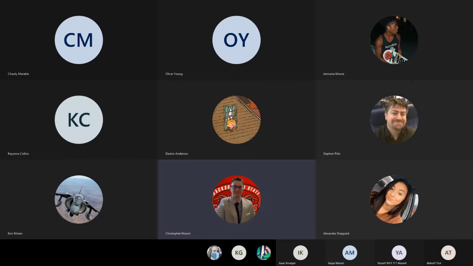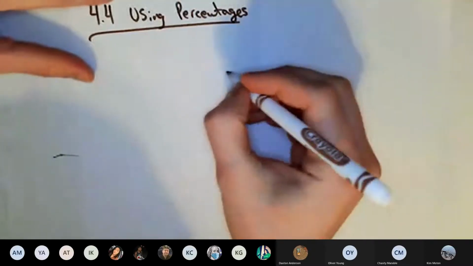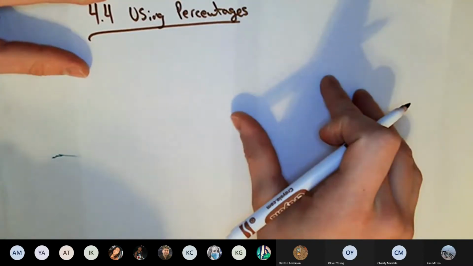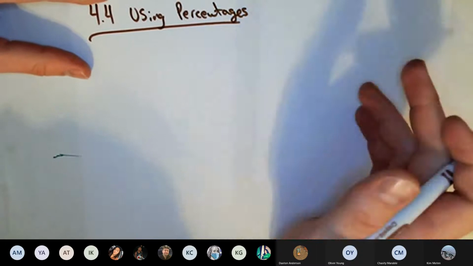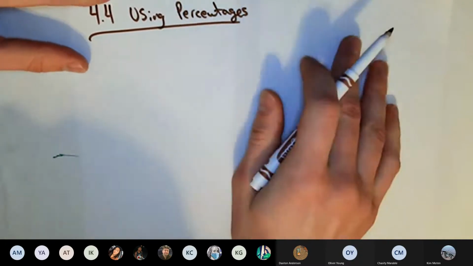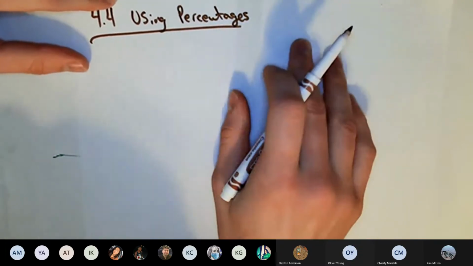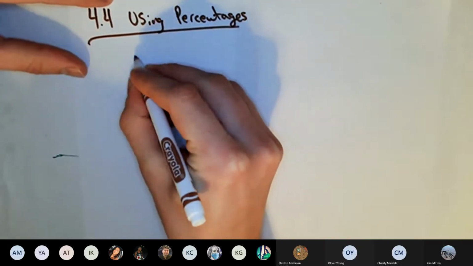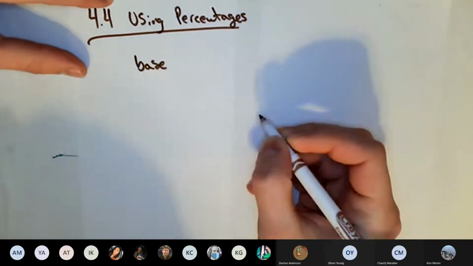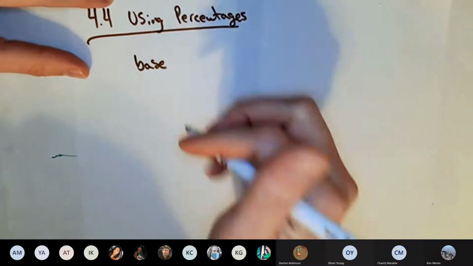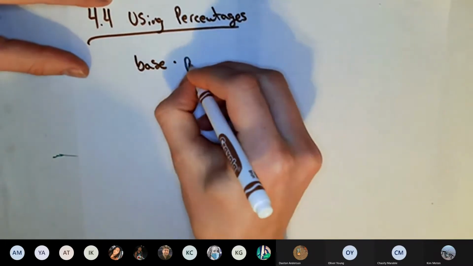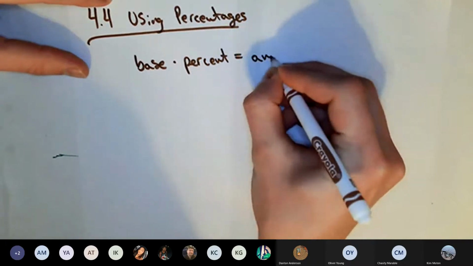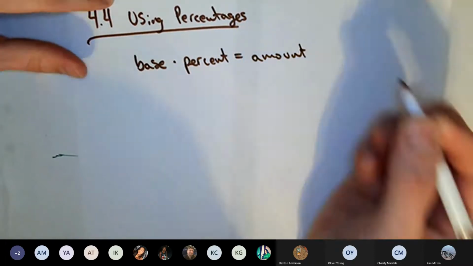The problems that we're going to be dealing with in this section are going to come back to this basic idea that if you want a percent of a number, you just multiply the percent by the number. We can write that mathematically as an equation where we have some base number given, and if we multiply that by a percent, then we get some amount.